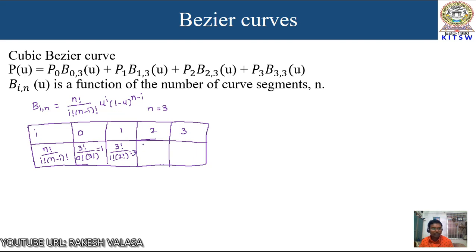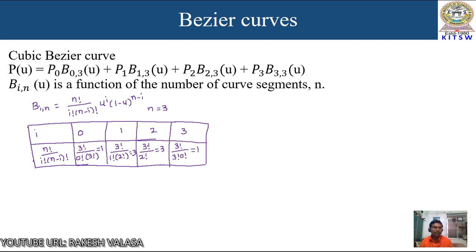Next one, n equal to 3, 3 factorial by i is 2 factorial, and 3 minus 2, that means 1 factorial. So the answer is 3 into 2 factorial, the 2 factorials get cancelled, 3. The last one is i equal to 3 and n equal to 3. 3 factorial by i means 3 factorial, n minus 3, 3 minus 3, 0 factorial. So the 3 factorials get cancelled, the answer is 1.